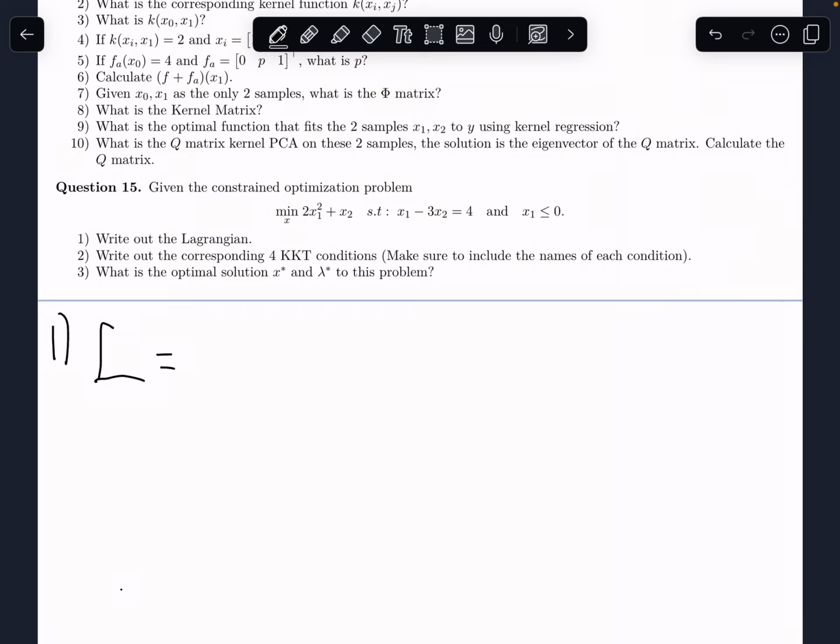The way that we write out Lagrangians is we take what's inside our minimization, and if you're given a maximization, so for instance if this said max, I would adjust this equation in order to make it a minimization problem that's equivalent, and then I would write it down.